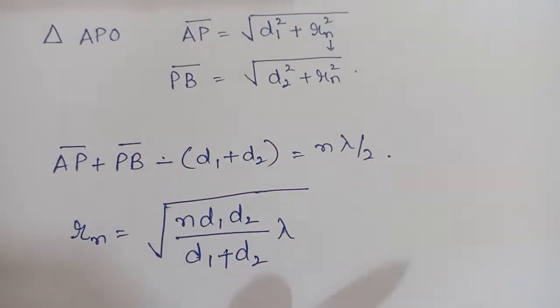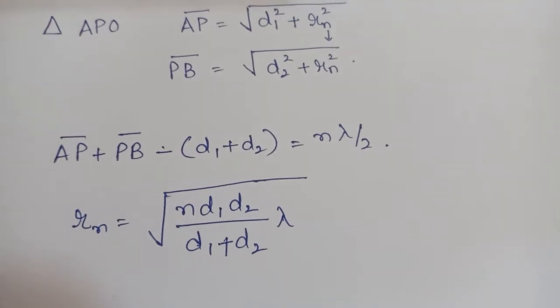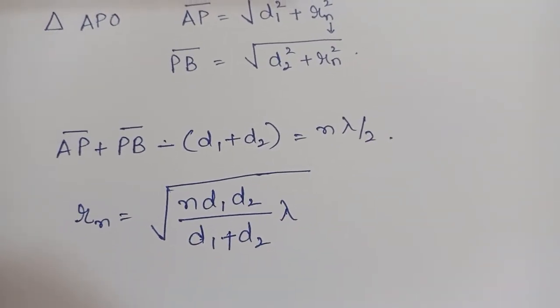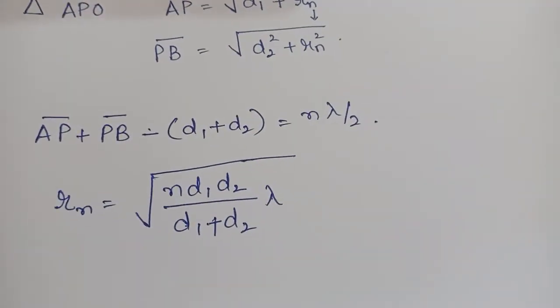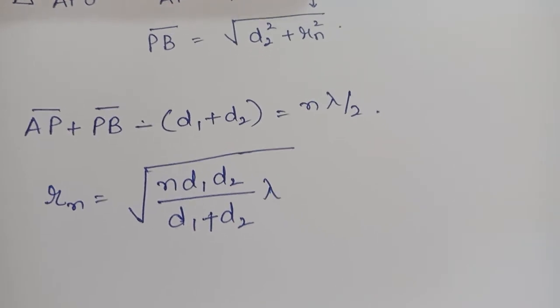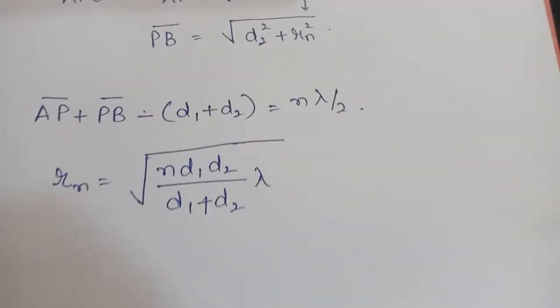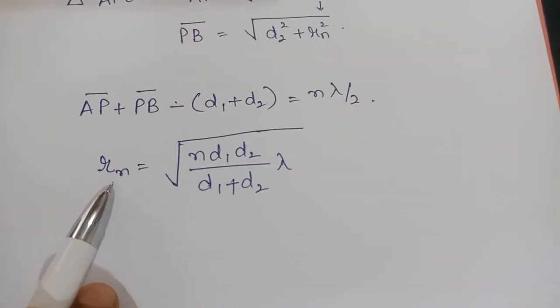So understand that a Fresnel zone is an imaginary zone which is used to find out the interference that occurs when a signal is transmitted from your transmitter to the receiver, if some obstacles are present in between the path of your transmitter and receiver. Now this is your Rn. Rn is the radius of n number of Fresnel zones.